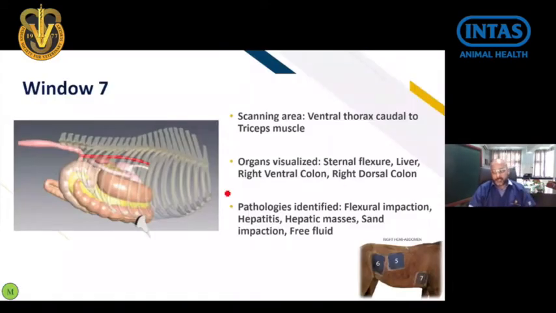Then the window 7. Here I'm talking about the FLASH, the fast localized procedure. The area is the ventral thorax caudal to the triceps muscle. The organs visualized are the sternal flexure, liver, right ventral colon or RVC, and right dorsal colon or RDC. The pathologies identified are flexural impaction, hepatitis, hepatic abscesses, sand impaction, and free fluid. Look at the direction in which it has to be done.